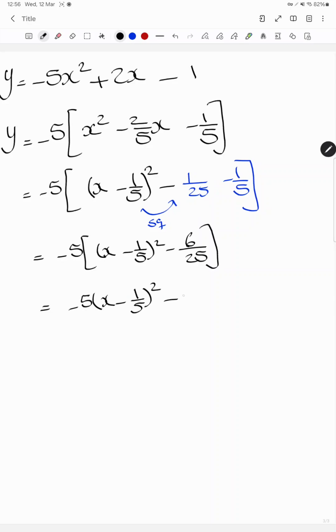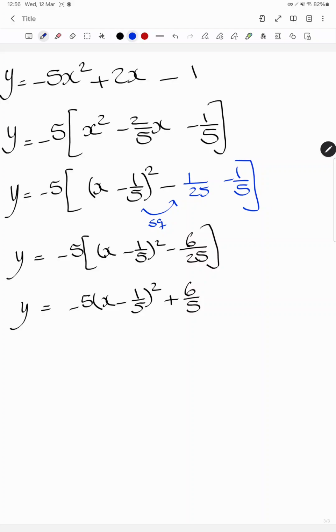Plus 6 over 5, sorry. Now don't forget that's equal to y. And if I wanted my vertex, it would be x equals 1 over 5, because that's 1 over 5 here, and y equals my plus 6 over 5. So that's completing the square.